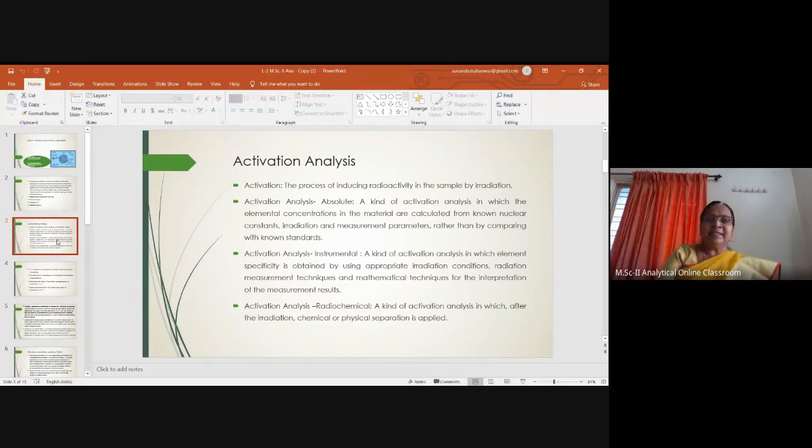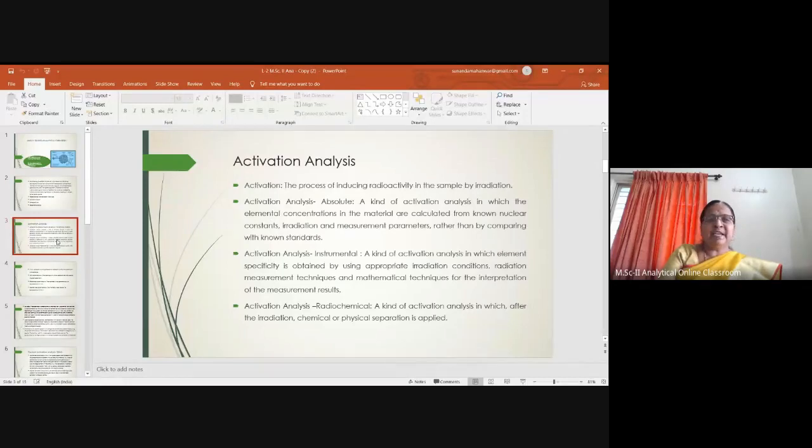Activation analysis is of two types. First, the absolute analysis, a kind of activation analysis in which the elemental concentration in the material is calculated from known nuclear constants, decay constant (त्या पर्टिक्युलर एलिमेंटचा कॅरेक्टरिस्टिक डिके कॉन्स्टंट असतो), irradiation time and measurement parameters, rather than by comparing with known standards. That is the absolute method.